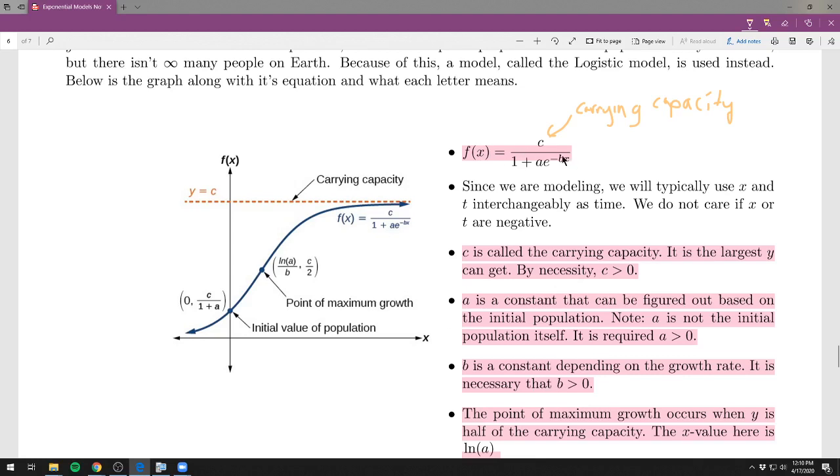And then B is kind of like our R from last time. It is the exponential rate of growth. Depending on the growth rate, it is necessary that B is positive as well. B is not going to be negative. Okay. So that's another thing to look out for.